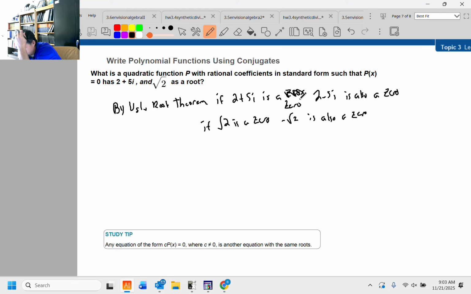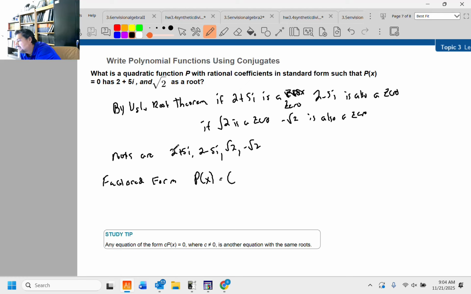All right, so my zeros, or my roots, are 2 plus 5i, 2 minus 5i, root 2, and negative root 2. And my goal is to create this function. So we're going to start off with factored form. It's called p of x. Now, I didn't name it, they did. To create a factor, you change the sign on the numbers.